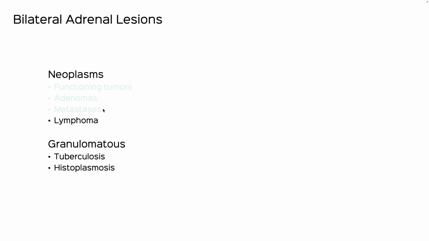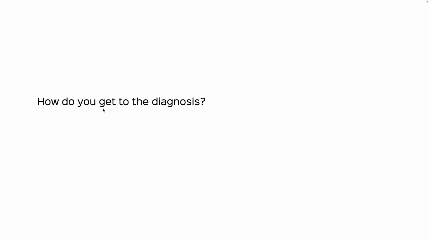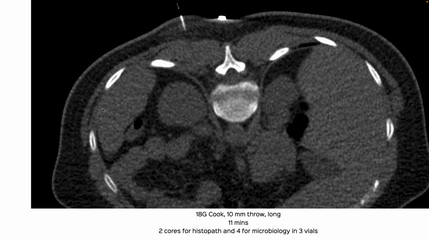The PET didn't show a primary. So let's assume, therefore, that Mets is out. And the lesions are not really bulky the way you would get with lymphoma. And to get isolated adrenal lymphoma is also quite uncommon. Common in our country is to have granulomatous disease such as TB and histoplasmosis. So, how do you get to the diagnosis? And you really have to biopsy the lesion.